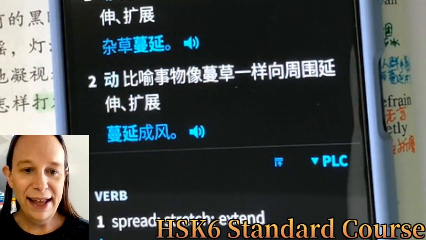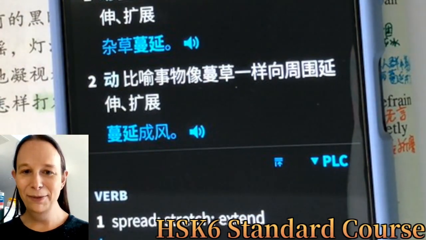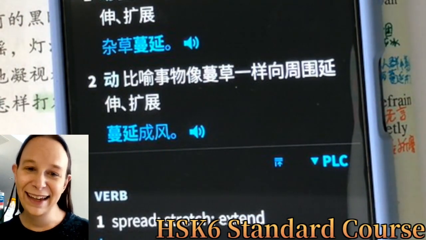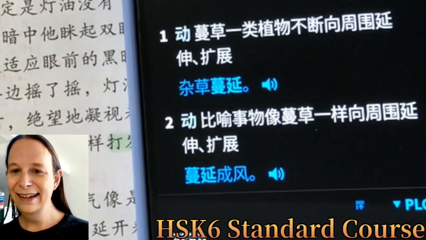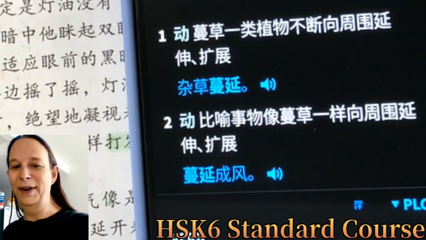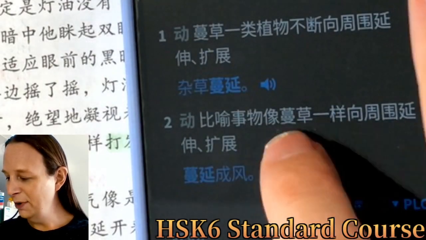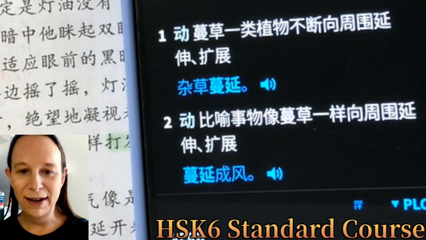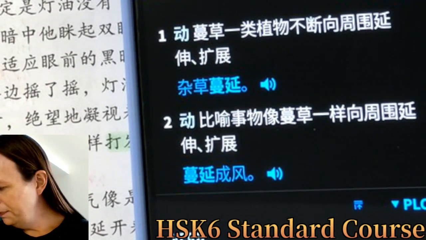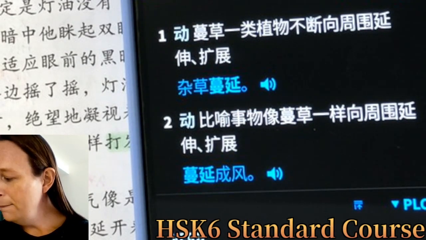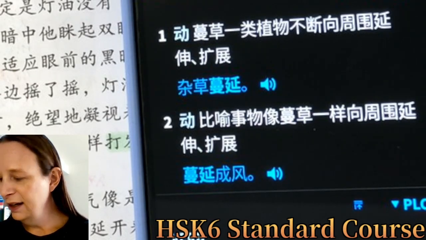杂草蔓延 Manyan. 杂草 is weeds, right? Your weeds are spreading like ivy. It doesn't mean they're just growing in all directions and that sort of thing. Okay, the second one is probably the more common one. It's figurative. 比喻事物像蔓草一样向周围延伸扩展.